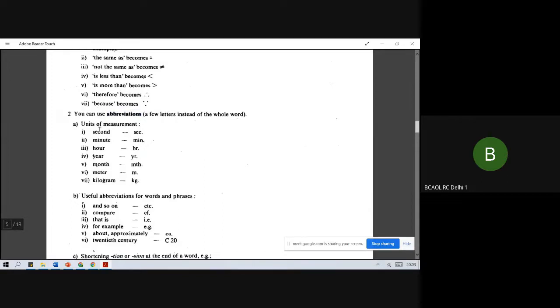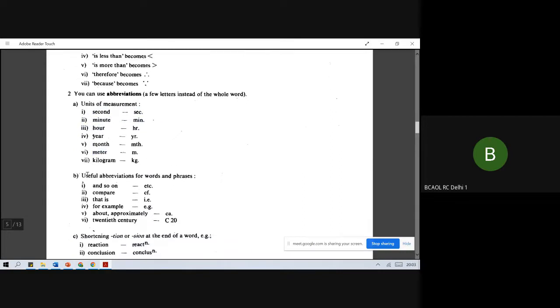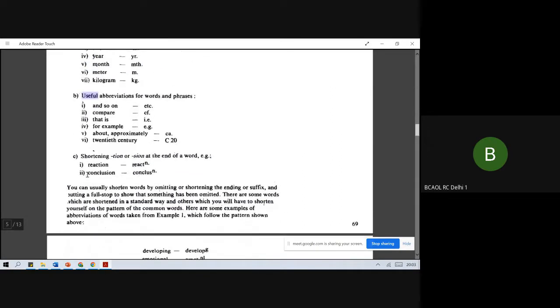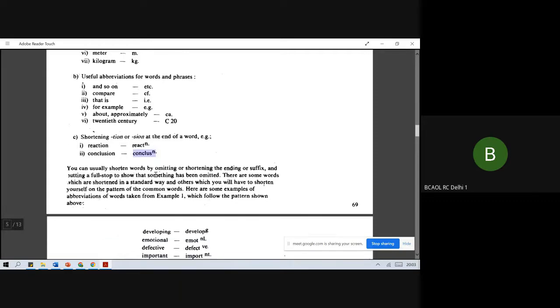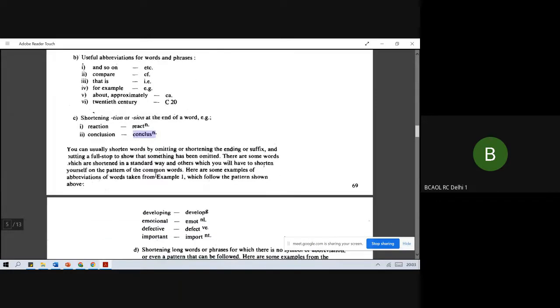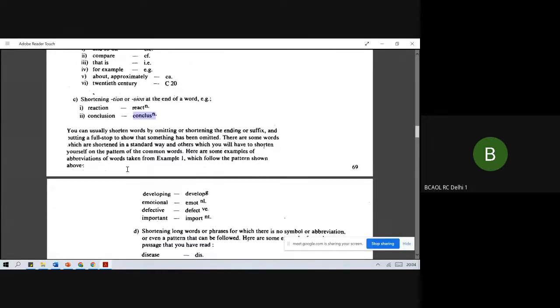And as other reduction devices, you can use units of measurement: per second, SEC; per minute, MIN. These are some other things, like shortening your sentences, like reaction, conclusion. These are the other ways. These are the examples of reduction devices to make a note.